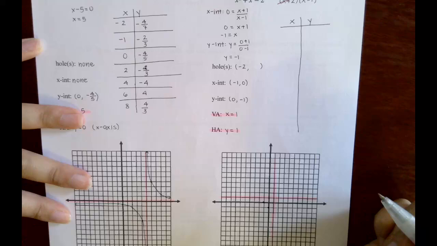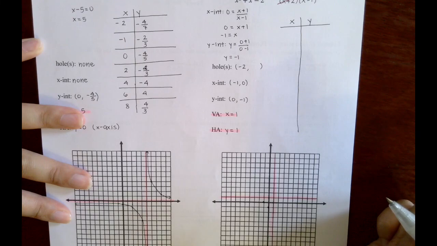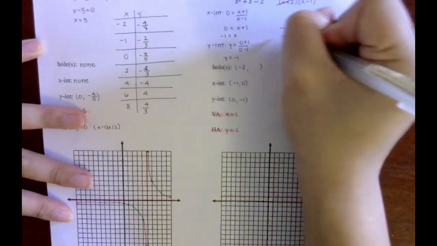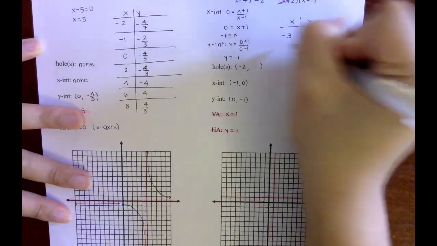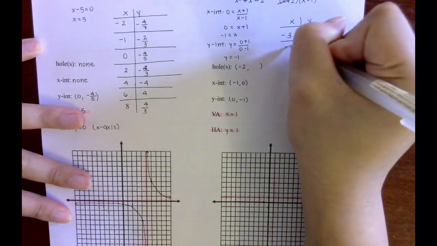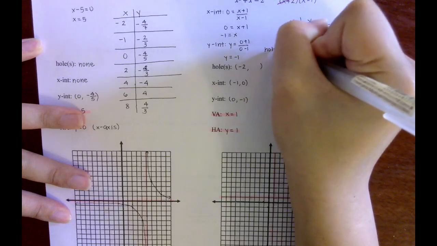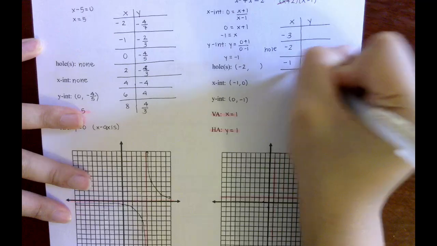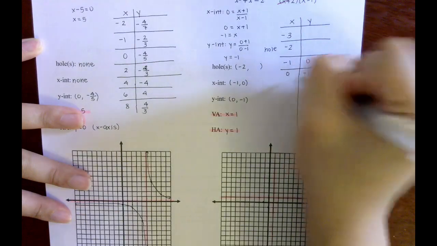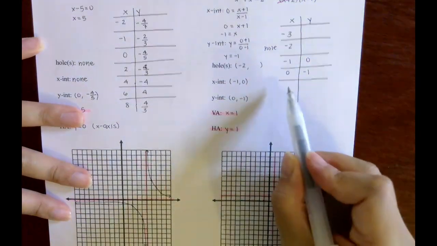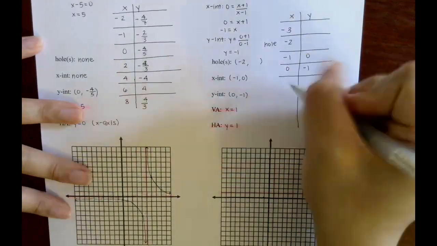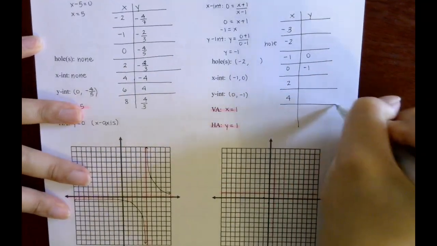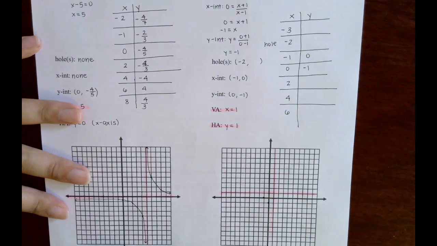Maybe I'll do something like negative 3. Oh, negative 2. So let's do negative 3, that's beyond the hole. Negative 2 here is going to be where my hole is. We already know negative 1, 0 is the x-intercept. 0, negative 1 is the y-intercept. And then 1 is my asymptote. So then let's just do a couple beyond that: 2, 4, and then maybe 6.